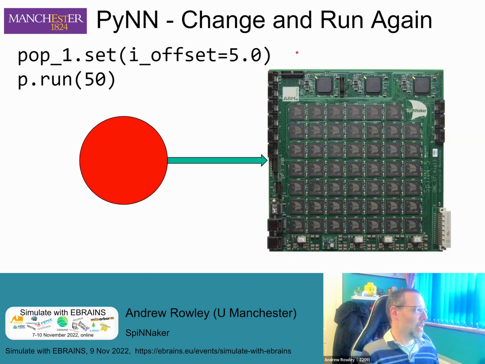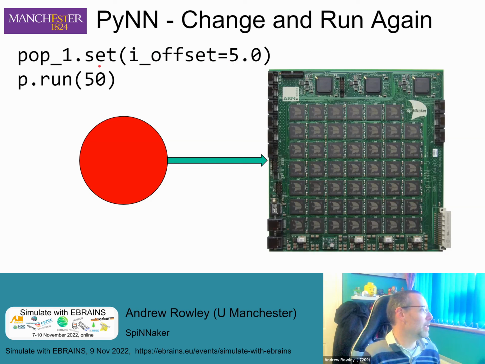So we've actually run things, and we now want to make a change, and we want to run for a bit longer. So we can actually do that in the Pine language again. What we do is we call set on our population to change some parameter of the population. I wouldn't advise doing this on the synapses, because we currently reload the whole network when you change the synapses. But if you do this on the populations, it actually can reload just that small change that you've done onto the system. So it doesn't take as long then to load.